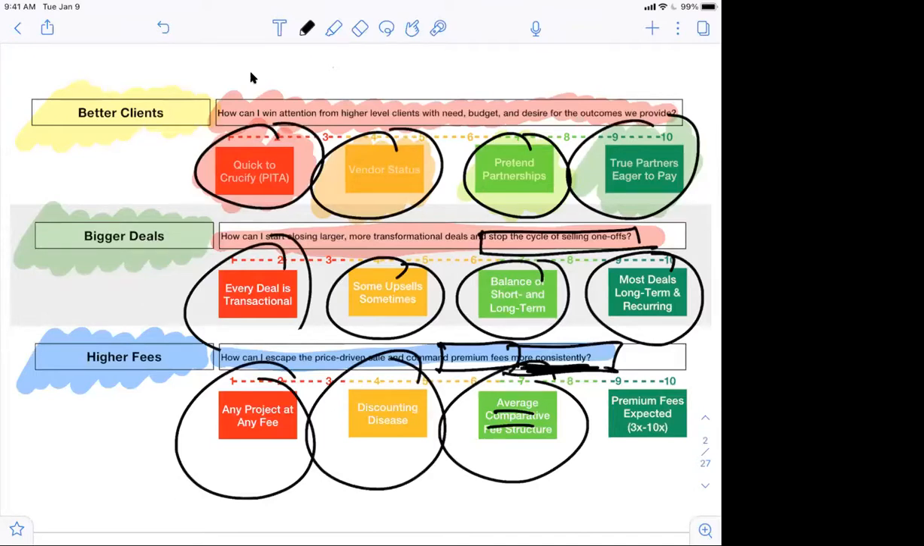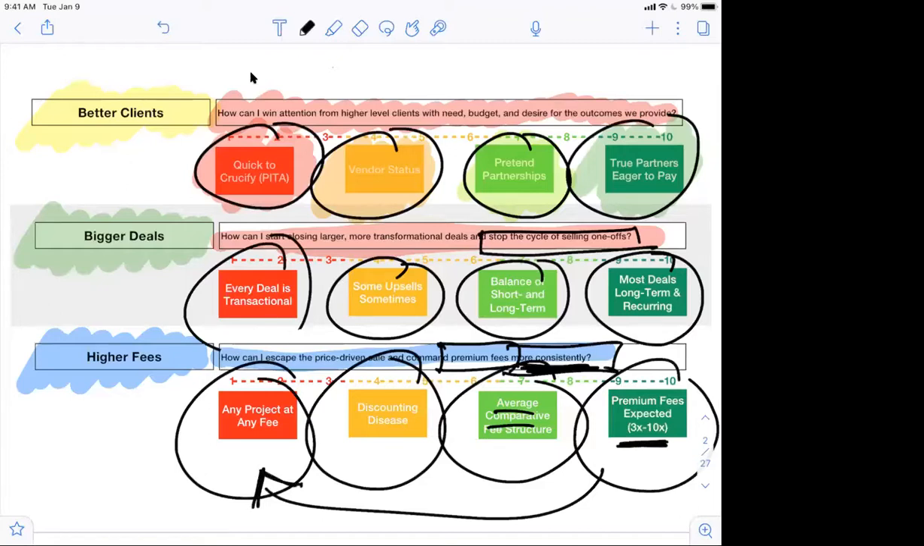Or 9 and 10, where you really want to be. And again, this is a high bar, pretty exclusive, rare air here. Premium fees are expected, 3 to 10 times what they were back here in the red zone.